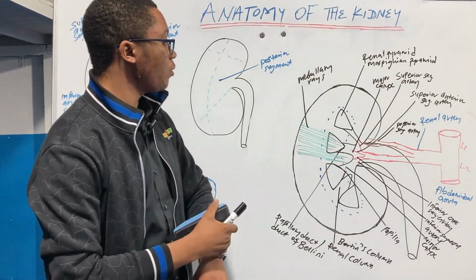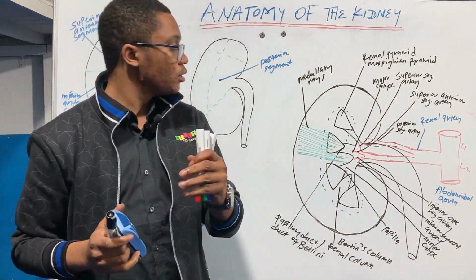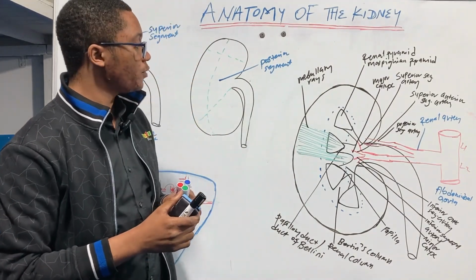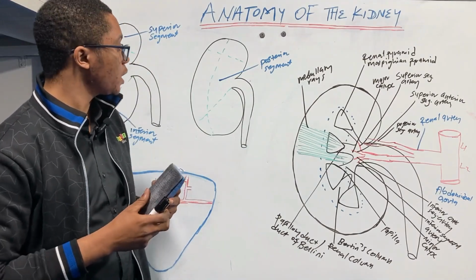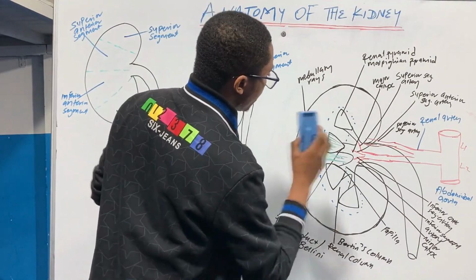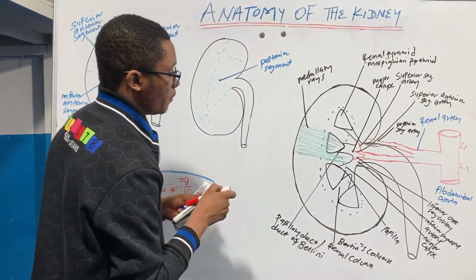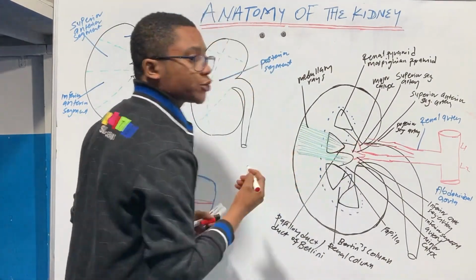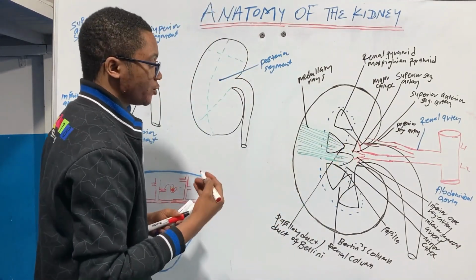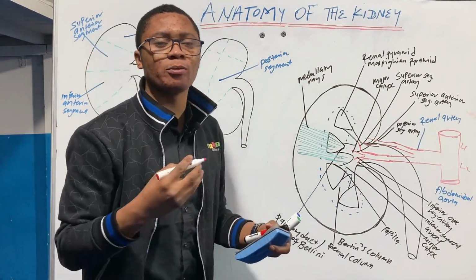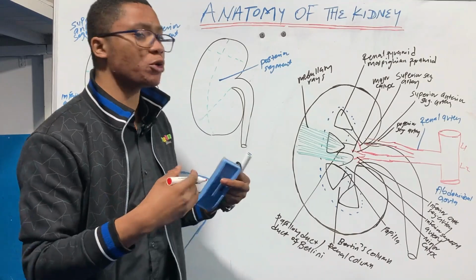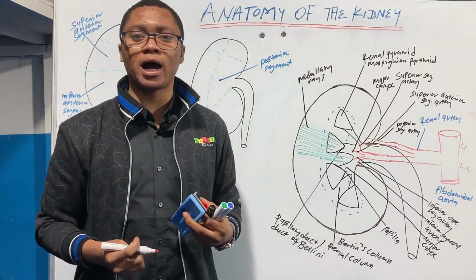So let's continue now. How do the segmental arteries continue inside of the kidney? Now, the segmental artery continues as the interlobar arteries. Before moving to the interlobar arteries, let's say what a renal lobe is first, so we can understand what an interlobar artery is.